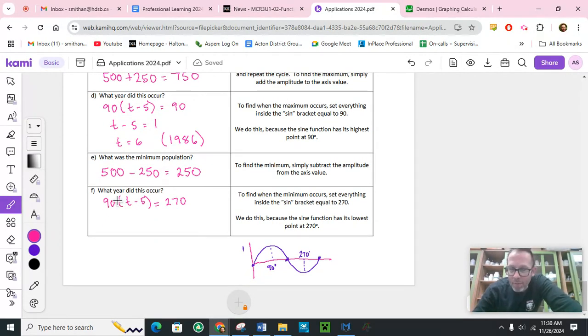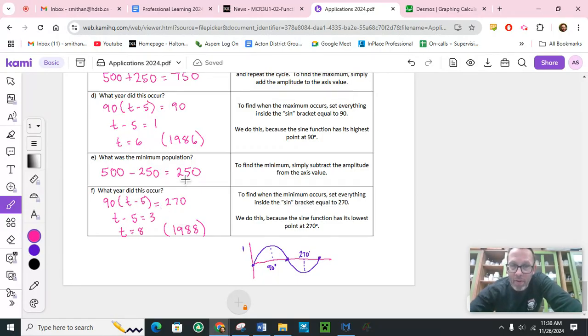From here, it's probably simplest for us to divide both sides by 90 again. 270 divided by 90 is equal to 3. And then add 5, we get t equals 8. So this corresponds to the year 1988. Of course, 1984, 1980, every 4 years, we would also have a minimum.